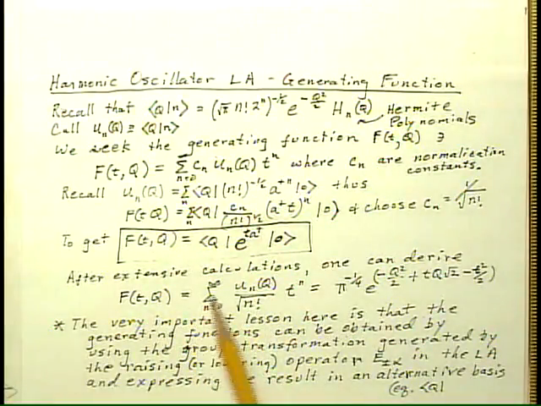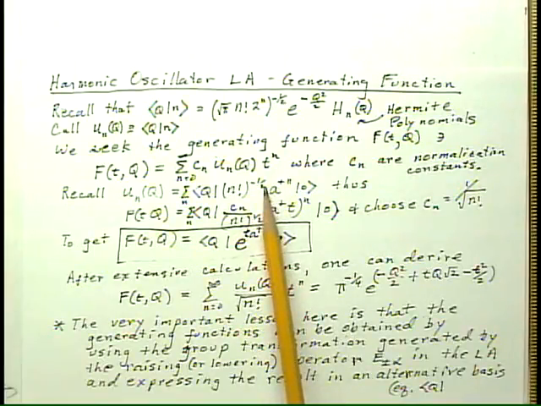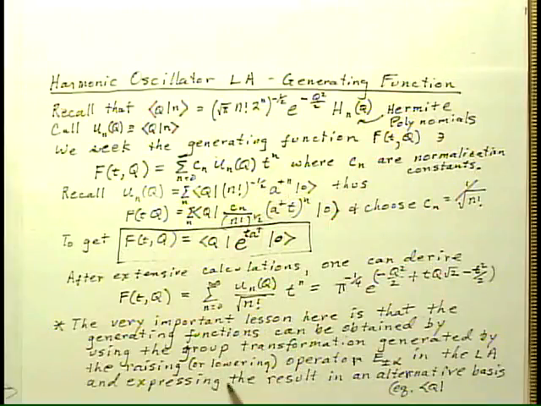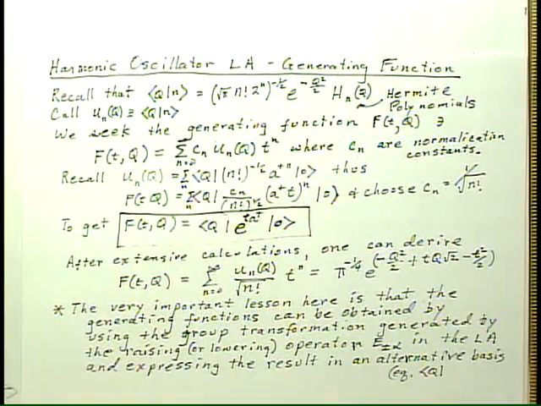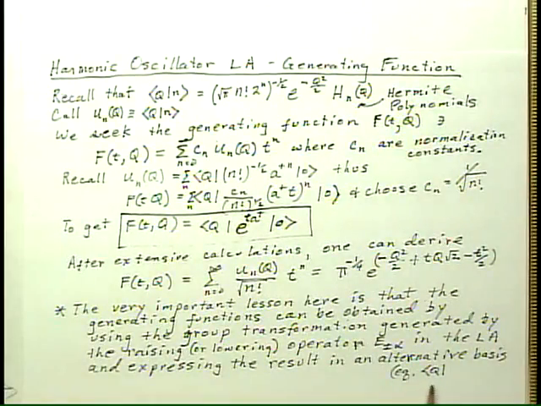We can take the summation from n equals 0 to infinity of un of q times t to the nth, summed with 1 over the square root of n factorial, which was the other expression for this raising operator to the nth power. We've only multiplied it by t here. And we can see, therefore, by turning that around and looking at this expression, that this is 1 over the fourth root of pi, that comes from that lowest order equation, times the expression of a dagger in terms of the q's and the t's. Again, the very important lesson here is that the generating function can be obtained by using the group transformation generated by the raising operator e to the plus or minus in the Lie algebra, and thus expressing the result in an alternative basis.